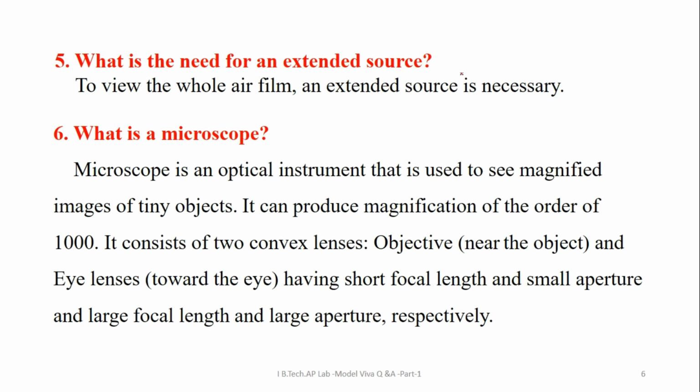What is needed for an extended source? To view the whole air film, an extended source is required. In order to observe the Newton rings, we will use a microscope. So generally they will ask what a microscope is. Basically, a microscope is an optical instrument. It is used to see magnified images of tiny objects.